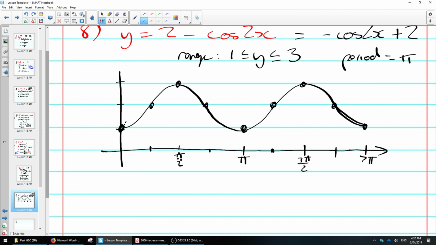And yeah, so it's 3 marks. That's because there's 3 things that are being done to the normal cos graph. It's being squished, 1 mark. It's being shifted, 1 mark. If it's being flipped, 1 mark.